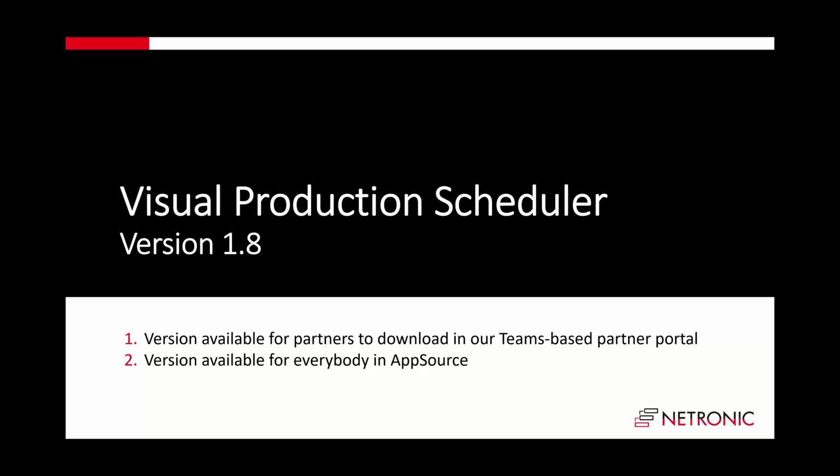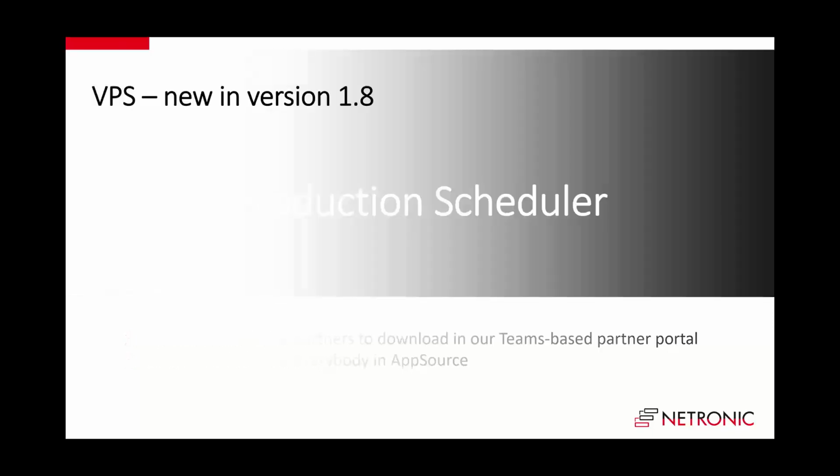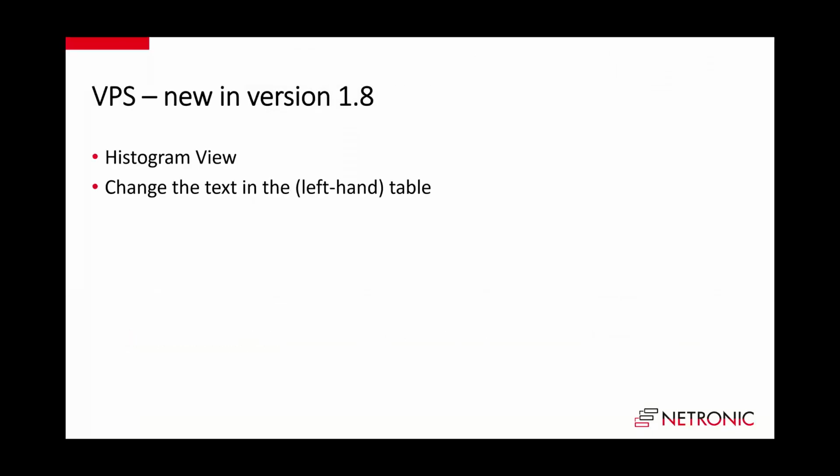So we are also trying to stay current with everything that's happening with respect to Business Central. So in the VPS, this time there are just two new things. This is what we call the histogram view and the capability to change the text in the left-hand table.